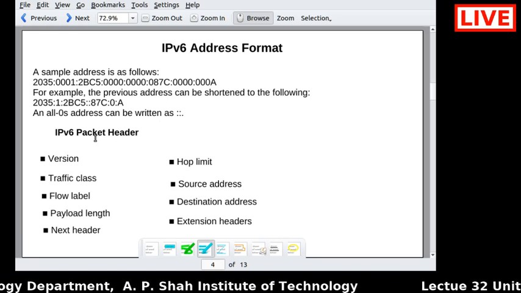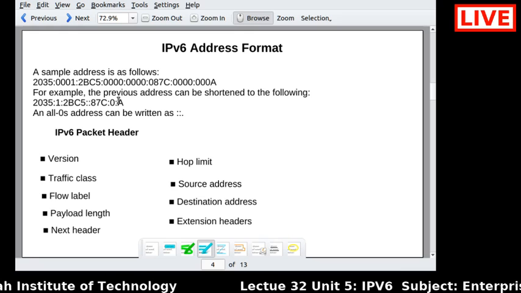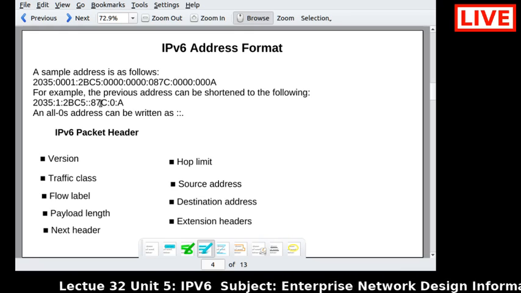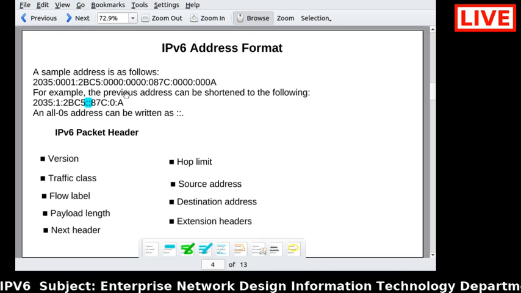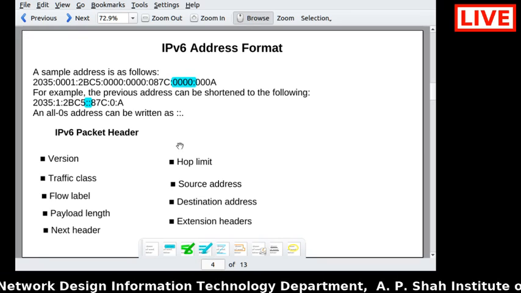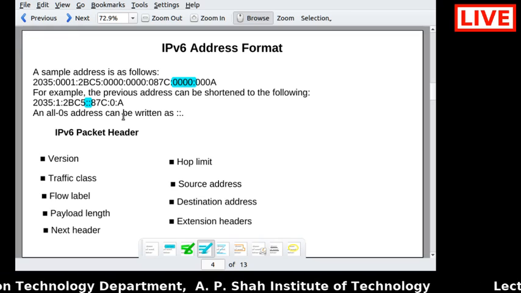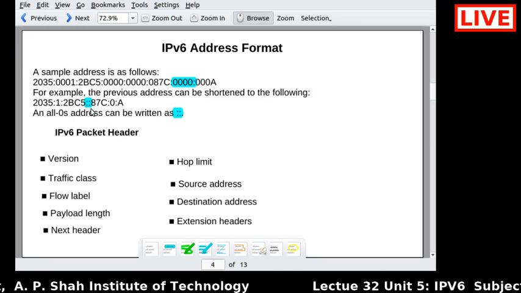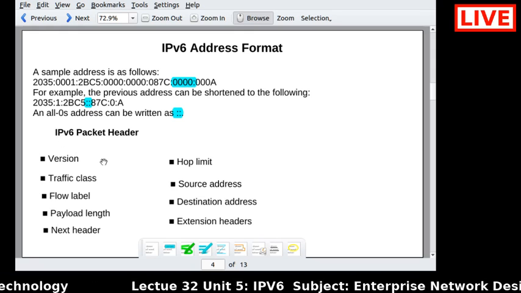And in the sample I have given, instead of all zeros you can use a double colon, right? The double colon stands for the 0 0 0 0 groups. So an all-zeros address can be written as a double colon, and that's why I have written the double colon here. All these things you need to keep in mind, okay?